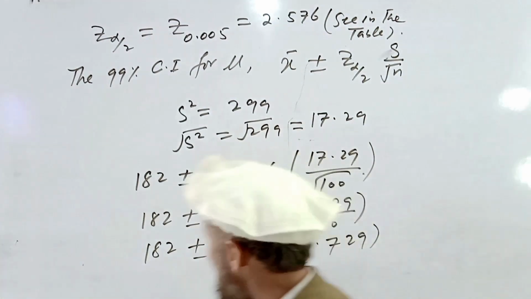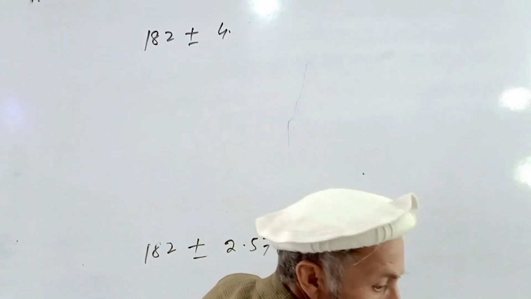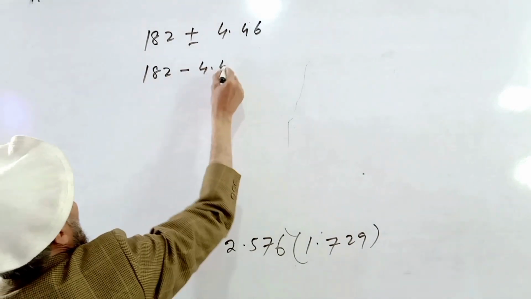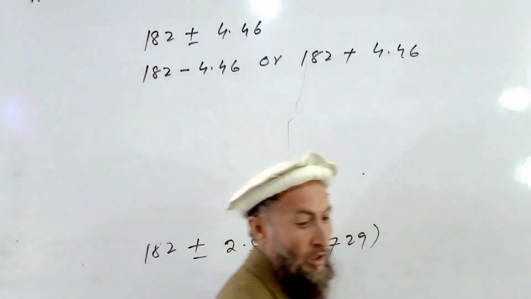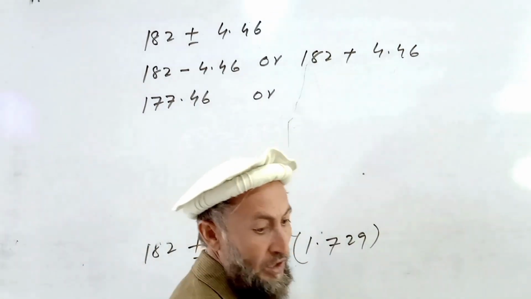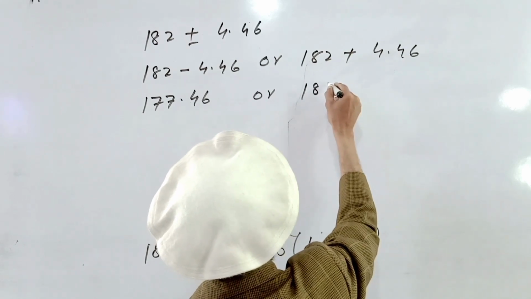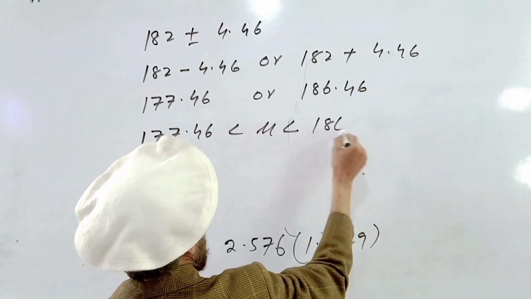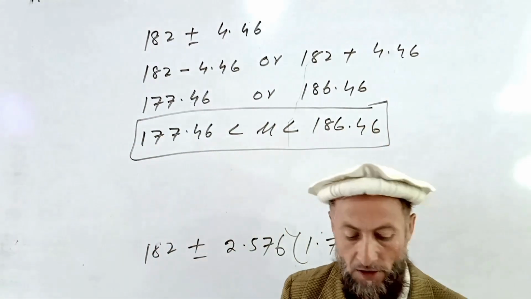Now 182 plus minus 4.46. So it means 182 minus 4.46 or 182 plus 4.46. We get 177.54 or, if we add this result, 186.46. So 177.54 less than mu less than 186.46. This is the 99% confidence interval for the population mean.